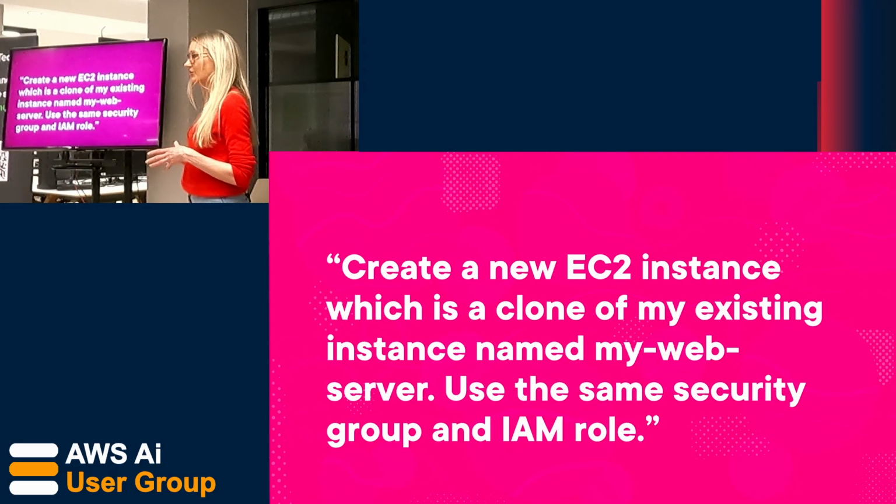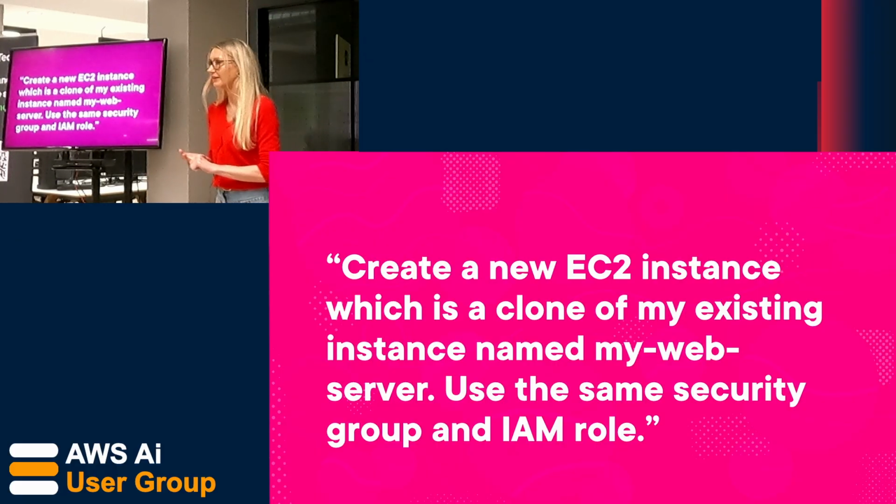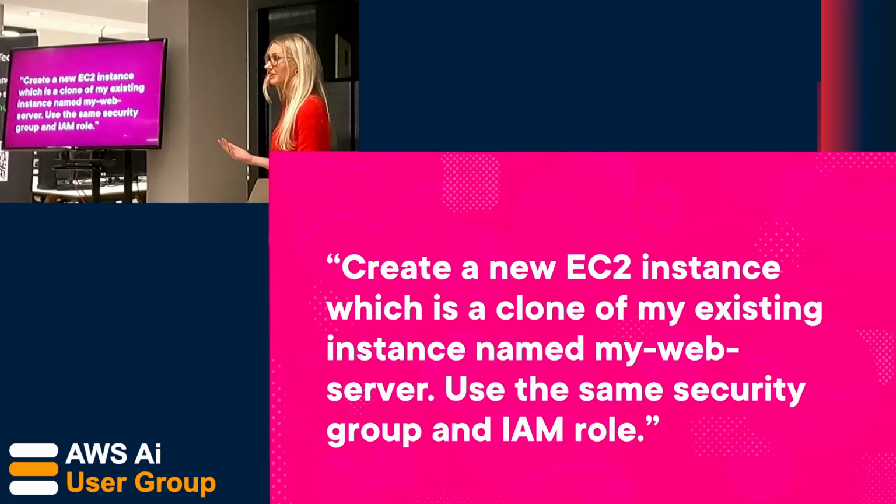So here's the first one. Creating a new EC2 instance that's a clone of an existing instance in my account and specifying which security group and which IAM roles to use. So I can get Q to actually do all of that for me, to create an AMI that clones this existing instance and then apply what I've asked for, so using the same security group and IAM role, saving me a few minutes of doing that.